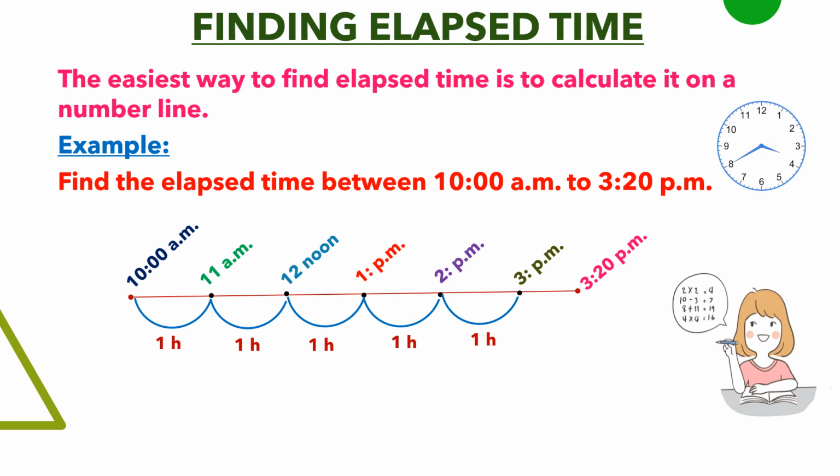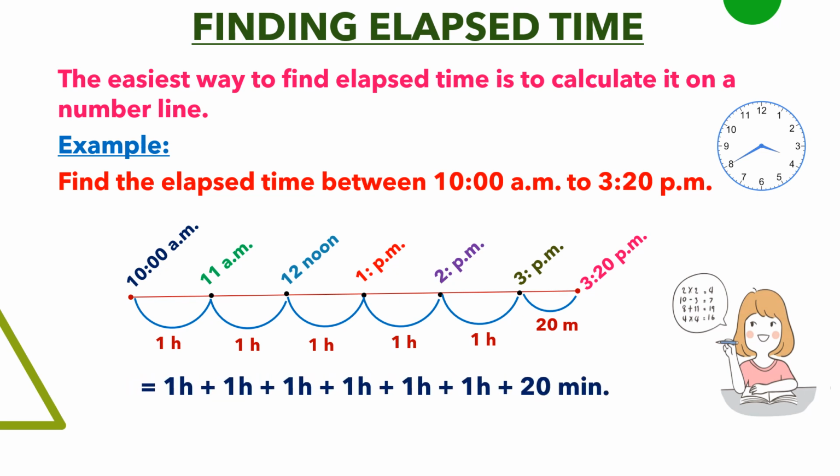Now 3 p.m. to 3:20 p.m. we have only 20 minutes. And then we'll add them. So 1 plus 1 plus 1 plus 1 plus 1, 5 times 1 gives us 5 hours plus 20 minutes. It means 5 hours 20 minutes. So elapsed time between 10 a.m. to 3:20 p.m. is 5 hours 20 minutes. So this is the easiest and the coolest way to find out the elapsed time. You can draw a line and put the timings in between and then add the hours or the minutes accordingly.